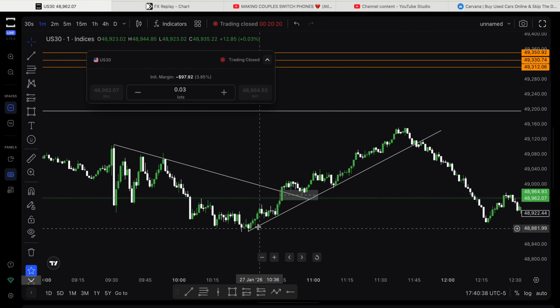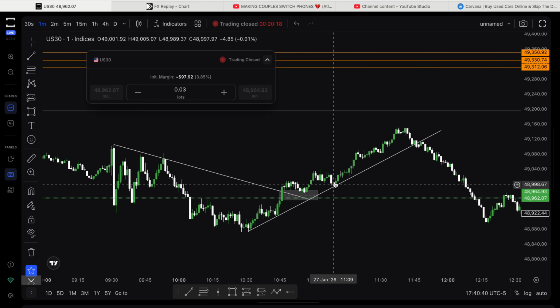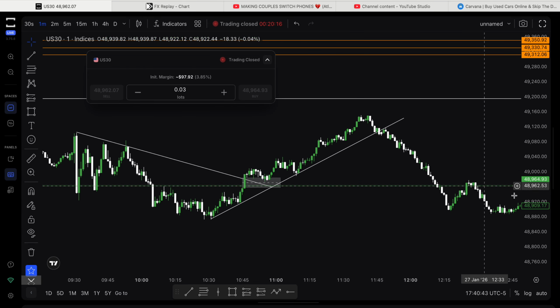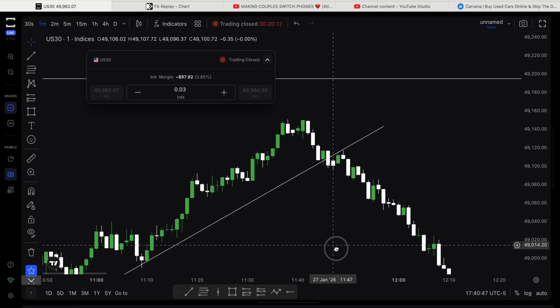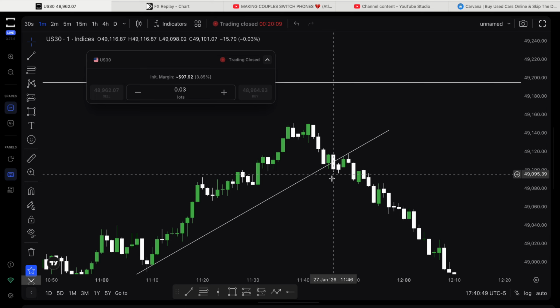Look, this is going up, it's a trend, bro. It literally breaks the trend right here on this big white candle. It breaks and closes below. You can simply sell right there.